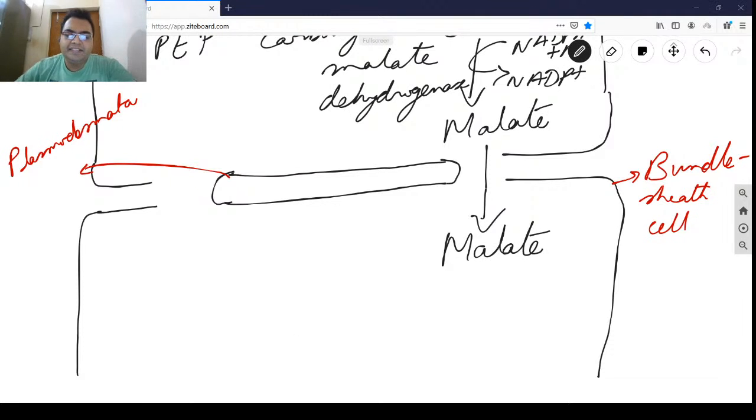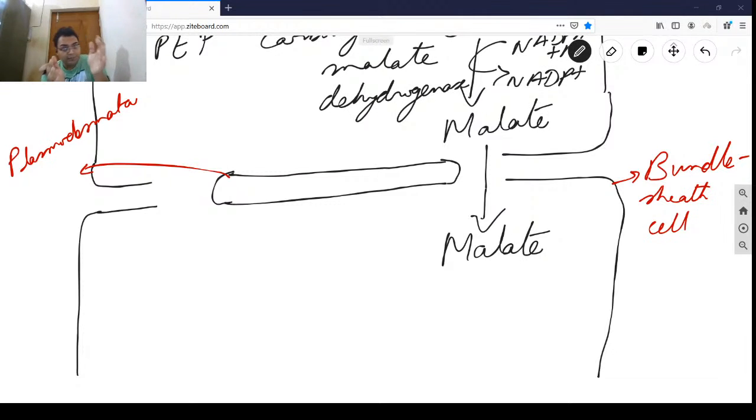Now what you will see is a very drastic thing. Malate will be oxidized to pyruvate, and this is not a simple oxidation. This is oxidative decarboxylation. Malate here is a 4 carbon compound, pyruvate is a 3 carbon compound. Always know the carbon numbers. That is why I had shown you the structures.